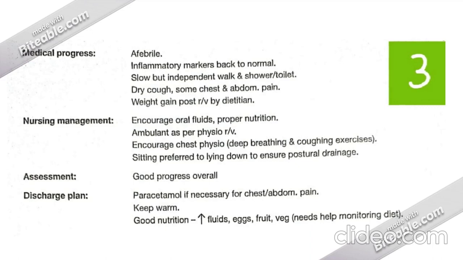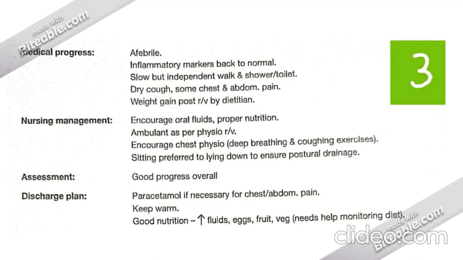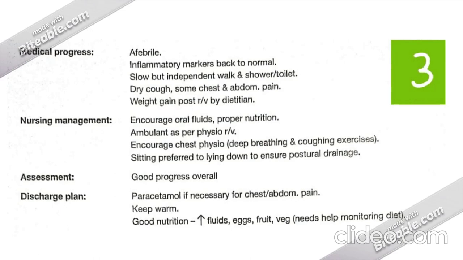Now you can categorize according to the priority. So here the important thing is the medication. You have to write the medication sentence first, that is paracetamol in case of chest and abdominal pain. Second, we can write about encouraging the chest physio, and the next one is postural drainage, sitting preferred for postural drainage, and the next point, encourage oral fluid, proper nutrition. Along with that you can write good nutrition to increase fluid. For example, additionally, egg, fruit, vegetables; these all have to be added in the diet plan.